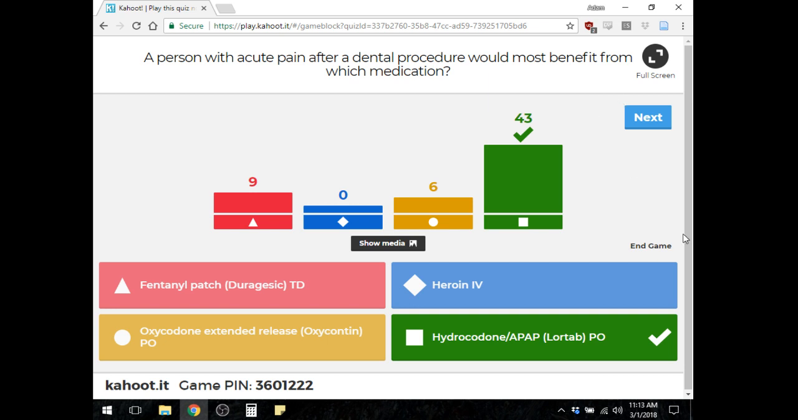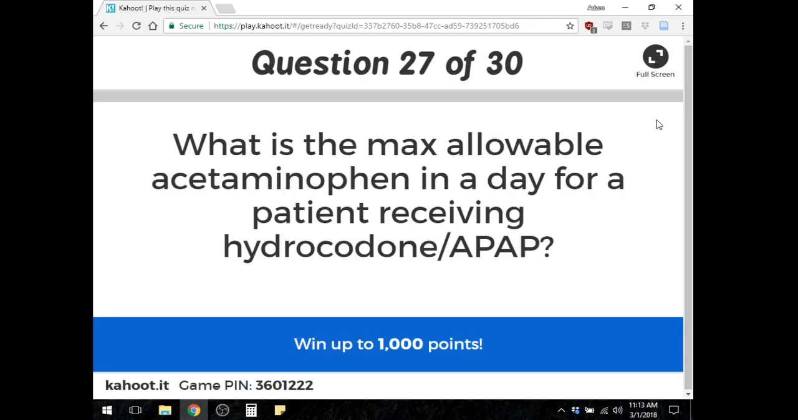That's no good. Hydrocodone, acetaminophen, Lortab, PO. Great option, right? Short-acting medication. You can use it as needed every 4 to 6 hours for pain. Perfect way to write that. And then they can administer as needed, right? Short-acting, not going to last all day. Less likely to see those kind of side effects. Okay, what is the max allowable acetaminophen in a day for a patient receiving Lortab?